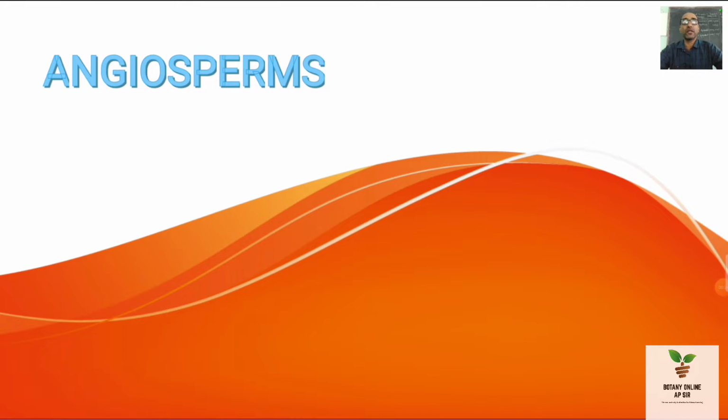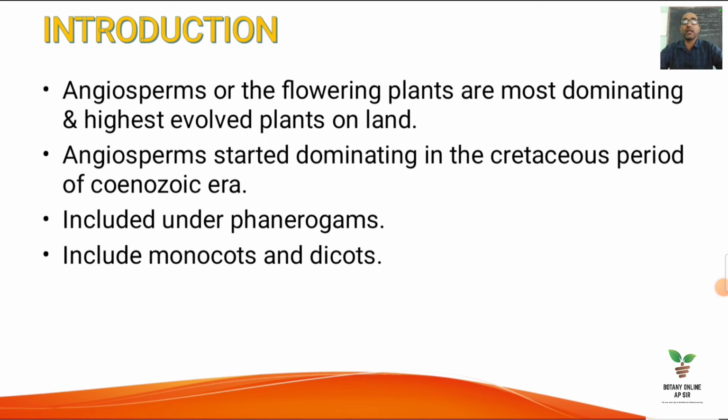As far as angiosperms are concerned, these are the most dominating ones, and these are considered to be the highest evolved plants on land. As compared to gymnosperms, pteridophytes and bryophytes, the angiosperms are the highest evolved plants on land. Now, angiosperms are included under phanerogams like the gymnosperms.